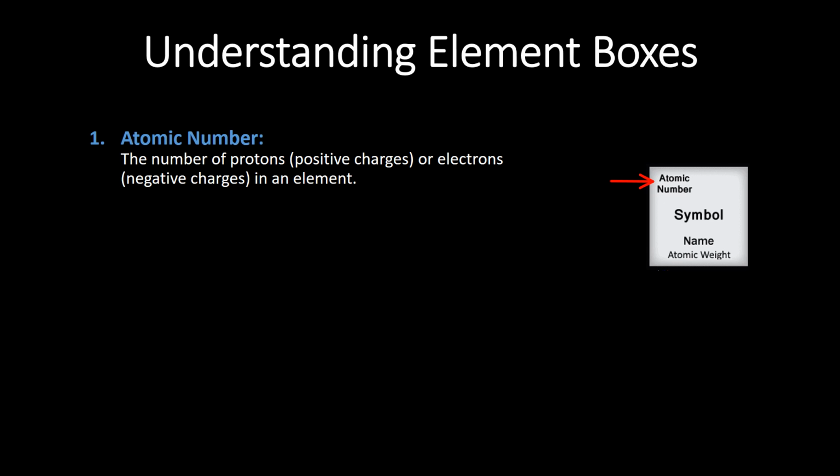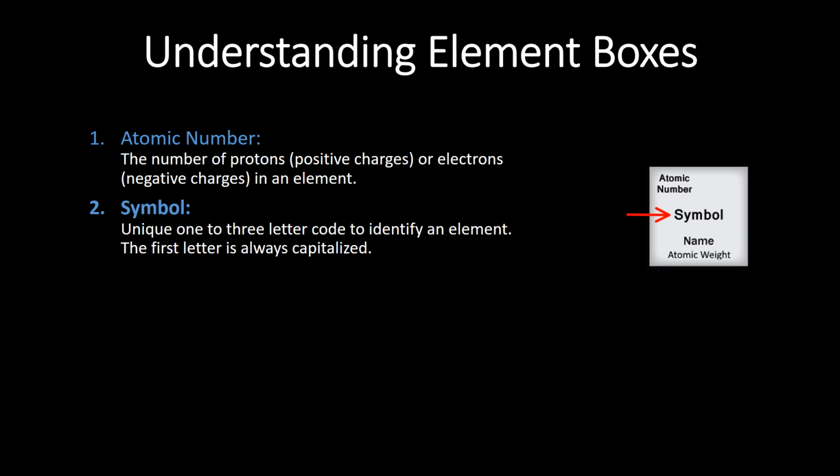In the top left is the atomic number. The atomic number is the number of protons or positive charges in an element. Since elements are neutral, the number of protons equals the number of electrons. So the atomic number signifies both the number of protons and electrons in an element.